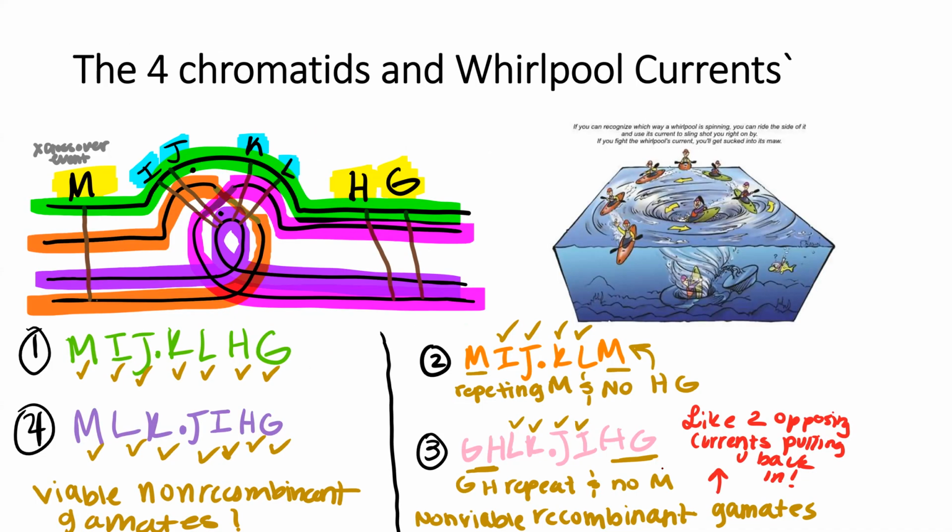To better visualize this, we can think of our pericentric inversion loops like a whirlpool that is produced in a body of water when two opposing currents meet, just like when our two chromosomes meet up during the crossing over event to exchange genetic information between the J and the K.